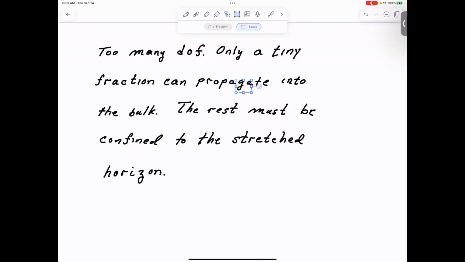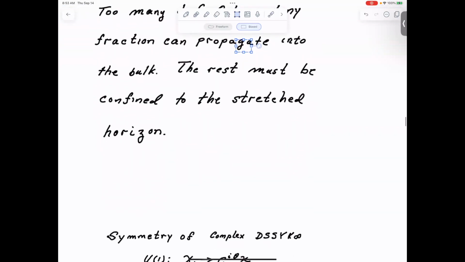This was something that was actually pointed out to me a long time ago by Edward, that most of the degrees of freedom must be confined near the horizon or near the stretched horizon. That's what I mean by confined here. Does it have anything to do with Yang-Mills confinement? I think it does.